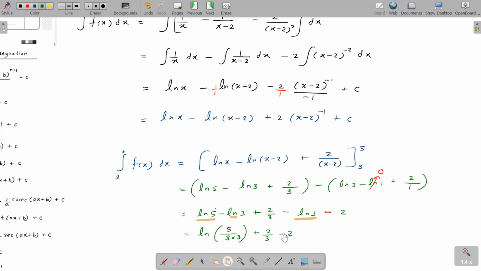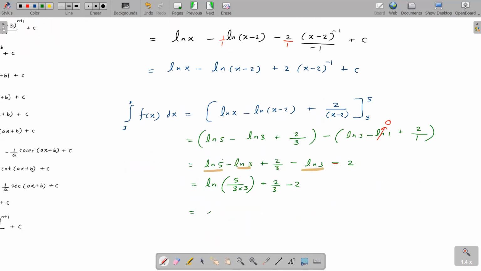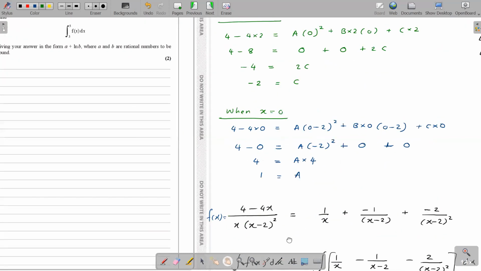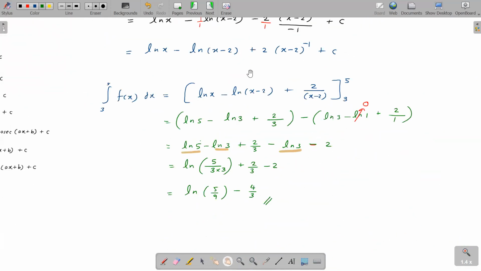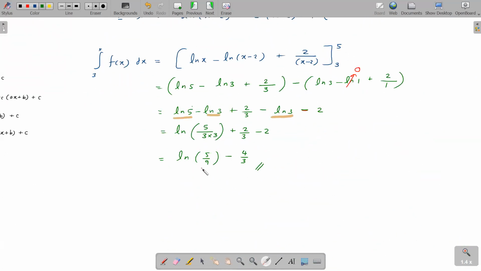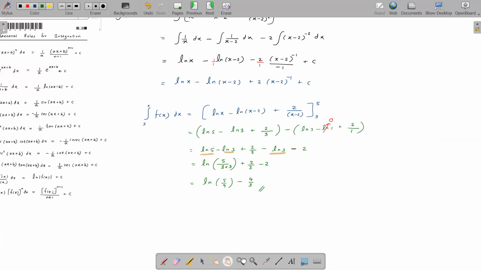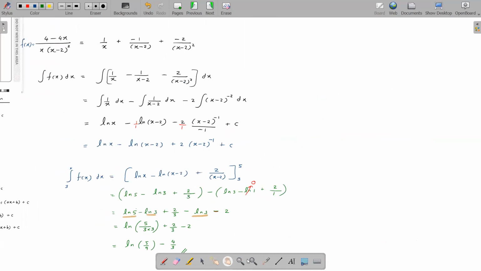Can you all simplify? I get here ln (5 over 9) plus 2 over 3 minus 2, which is minus 4 over 3. Yeah. And this is our answer. Actually, they asked us to get the answer in the form a plus ln b, where a and b are rational numbers. Okay, so we have here a plus ln b, where a and b are both rational numbers. Is this clear? So this is the answer for part C.